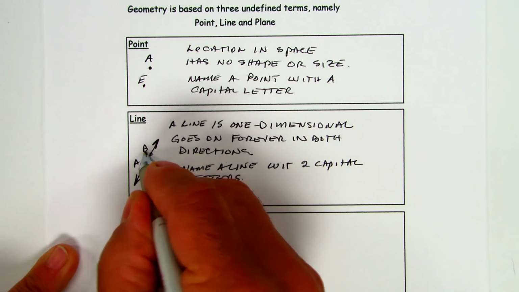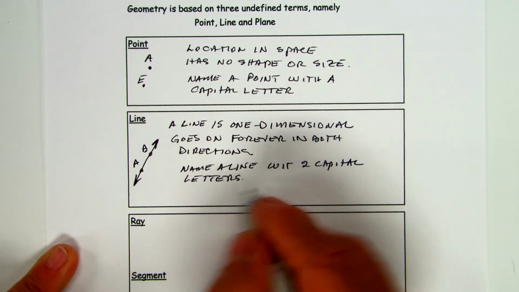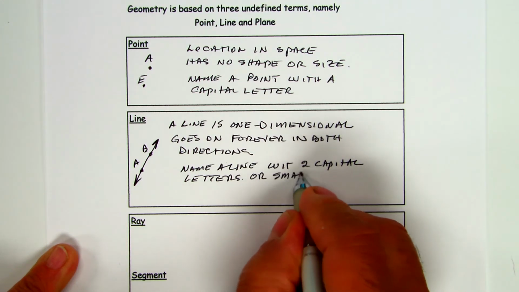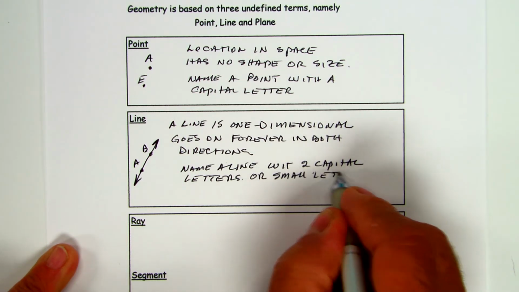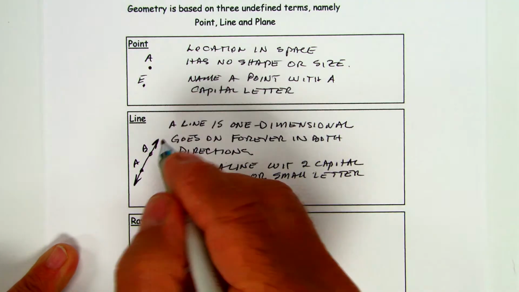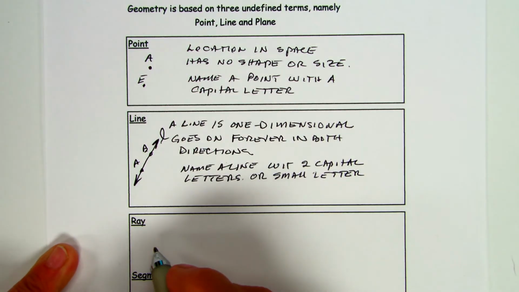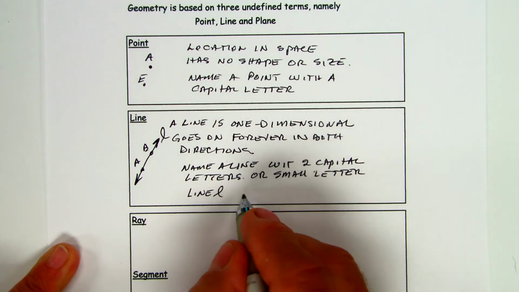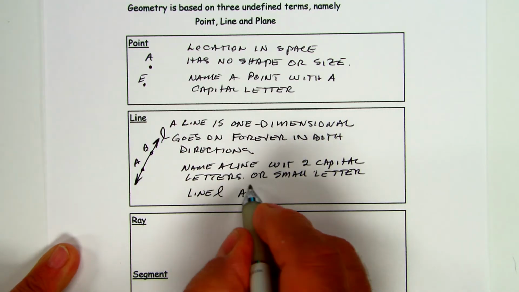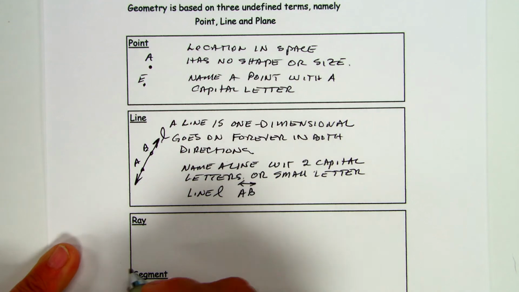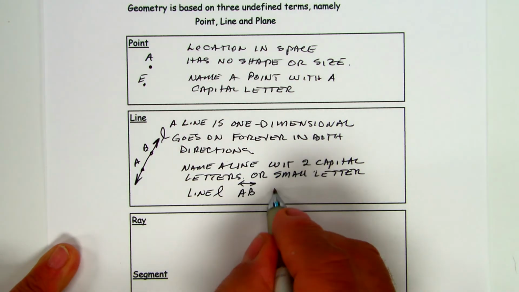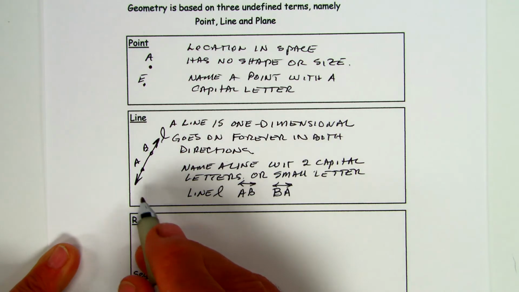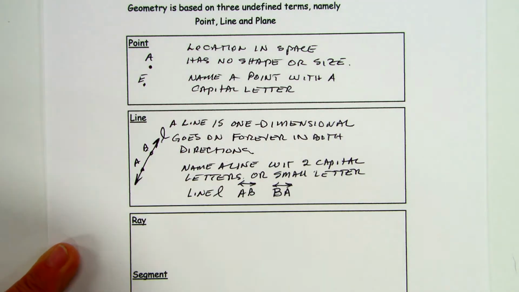Line AB, or with a small letter. We could say this was line L. So we could say line L, or we could say line AB. Shorthand for writing line AB would be like this. It's also reversible. We could say that's line BA. So that line goes from negative infinity to positive infinity.